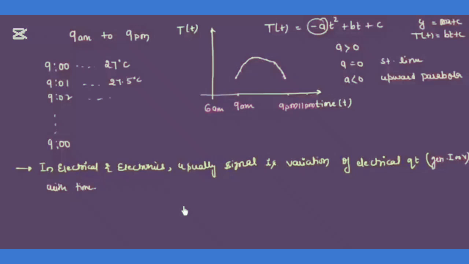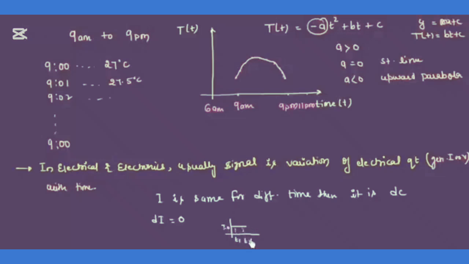If the current or the voltage remains the same for different time, then it is not a signal, it is a direct value. For example, if I talk about the current, and if the current is the same for the different time, then it is direct current. It is not a signal, it is a direct current, and we can say dI, the small change in the current, is equal to 0. The current is not changing, and you can say it simply like this: the current at T1 is I naught, and the current at T2 is also I naught. So the current is not changing, it is a direct value, and thus it is not a signal, which varies with the independent quantity.